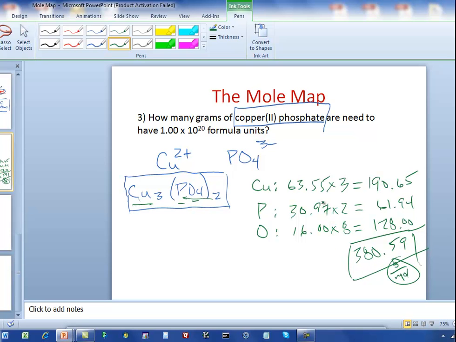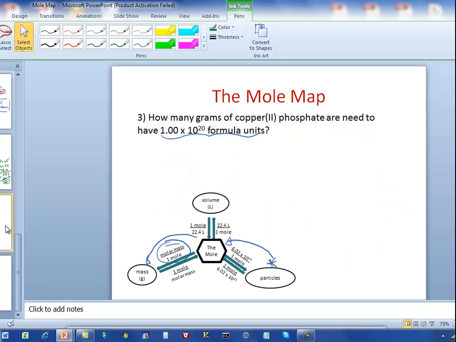I just want to point out that we have to remember the convention that we agreed to in this class: when we are using atomic weights to calculate molar masses, we take those atomic weights and round them to the hundredths place, or 2 decimal places. That way it'll keep things consistent. All right, so if you're able to get something around 380.59, you're doing great.